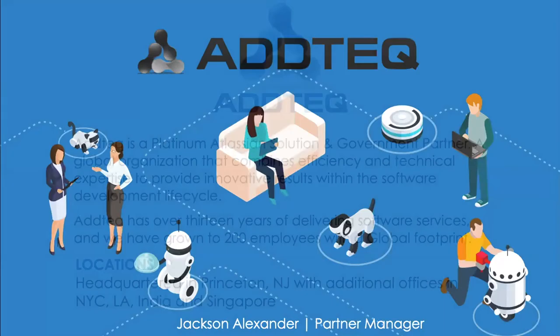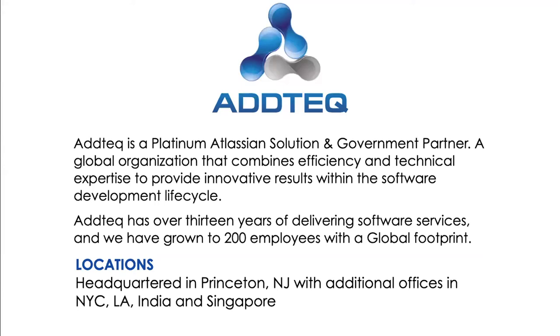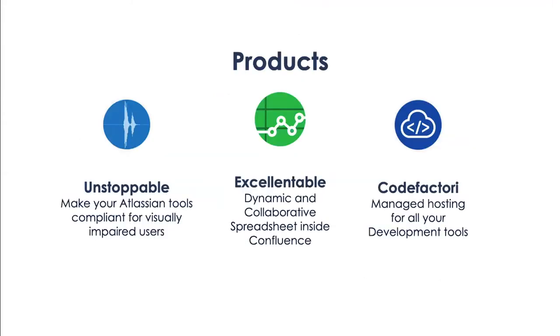Shardul and myself are both with Addteq, and we're a Platinum Atlassian Solution Partner here in the US and in the APAC region. For over a decade, we've been helping organizations with their DevOps needs, as well as doing custom development of our own products. We've created two best-in-class plugins, as well as a fully managed and supported hosting solution called Code Factory. I will be walking you through Unstoppable, which helps organizations meet their accessibility needs for the visually impaired when they're using Atlassian products. Excellentable creates dynamic spreadsheets in your Confluence instance, and my colleague Shardul will demonstrate that tool for you following this presentation.